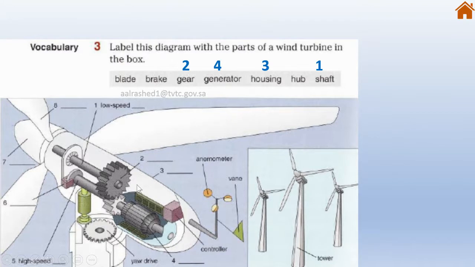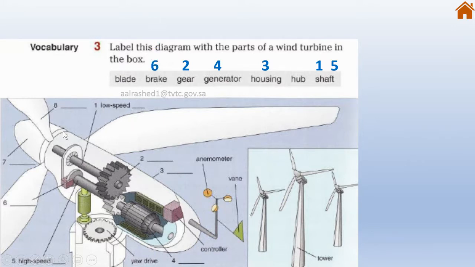For 4, this is the generator. Okay, the generator would absorb the power of the turbine, so it will produce energy. For 5, also we have, and you can see here, high speed. Okay, high speed shaft. So we have shaft here for high speed and another one for low speed.